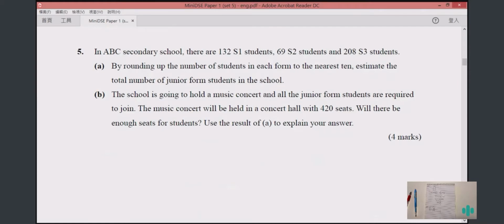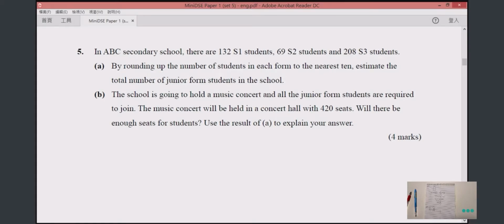That means no matter what is the number at the back, you need to add 1 to the nearest 10. Okay, to the nearest 10. That means you do the estimation first. You estimate all the numbers in different forms and then estimate the total number. That means you sum up.